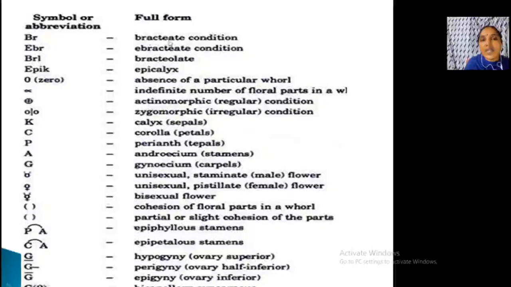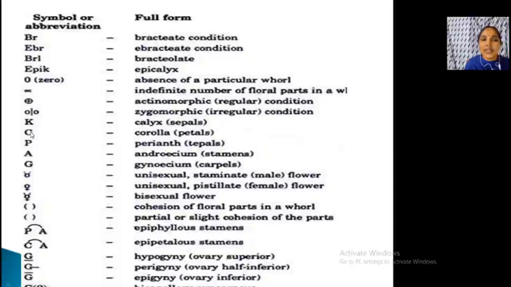These are some abbreviations used in writing floral formula. If a flower has bract, you write BR, bracteate. Without bract, EBR. Bracteole, BRL. Epicalyx, meaning extra sepals, is EPIK. Absence of a particular whorl is 0. Infinity means more than that. Then a circle with a cross mark represents actinomorphic, which you already studied, cut into equal halves in all planes. Then a line first, with two dots or two circles on both sides, means zygomorphic.